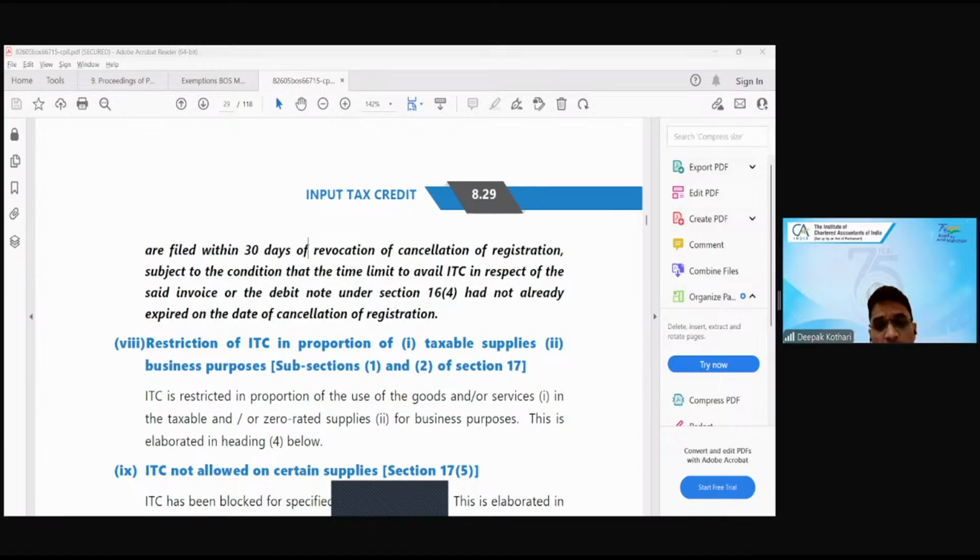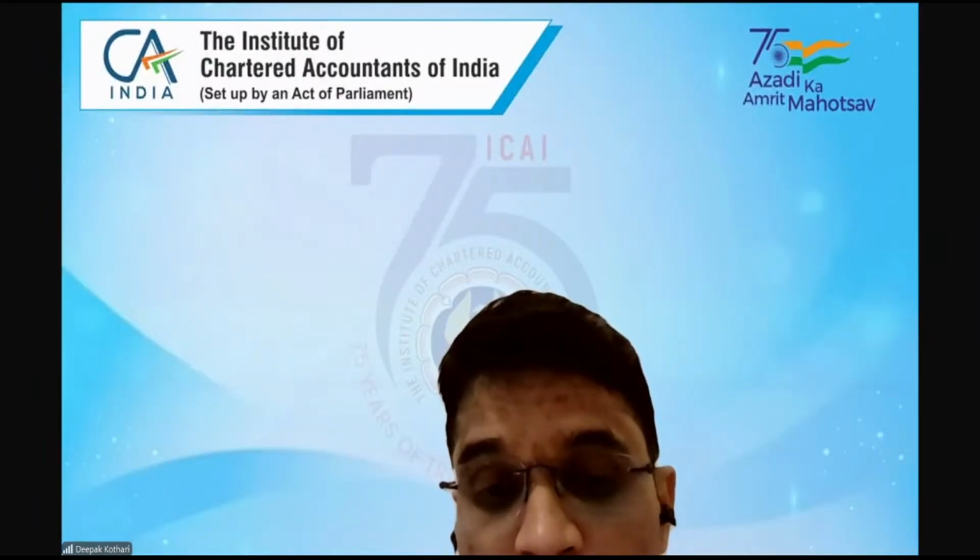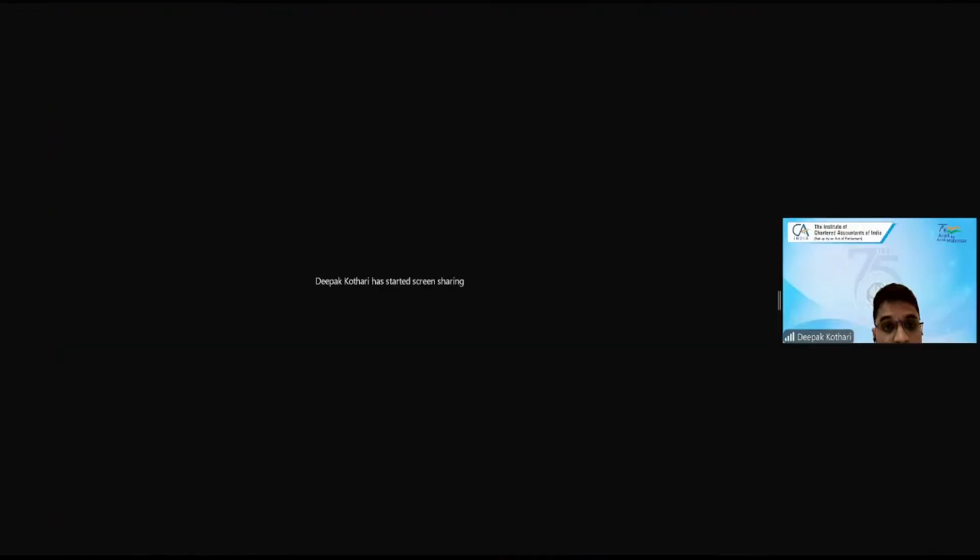So what happens in the case of a change of credit position? So we are registered, say, under a category of composition, and now we want to move to regular registrations. Is it possible? Yes, it is possible because when you are there under the, is the PPT visible? Now it's visible. Credit in special circumstances.